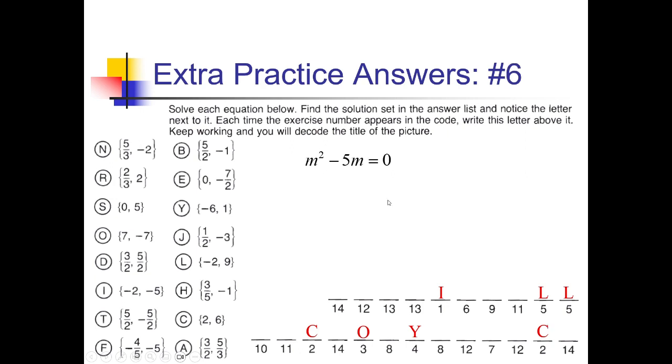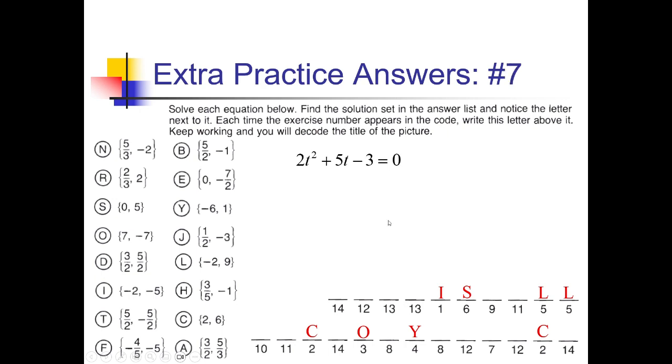For this problem, this one's actually a little bit faster than some of the others. There's just 2 terms, and we can take out a common factor of m. That leaves us with m minus 5. Zeroing each of those out, we get 0 for that m, because if we set m equal to 0, then m is 0. And then we can do 5 for the next one because 5 minus 5 is 0. So 0 and 5, that's going to be S, so we put an S next to the 6.